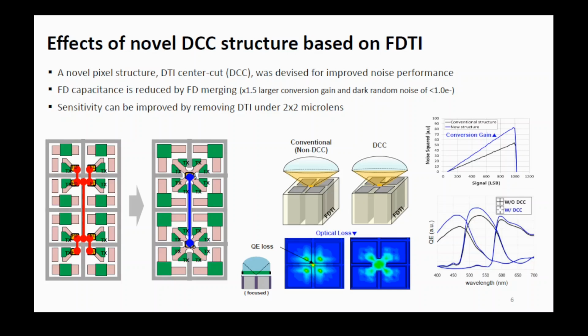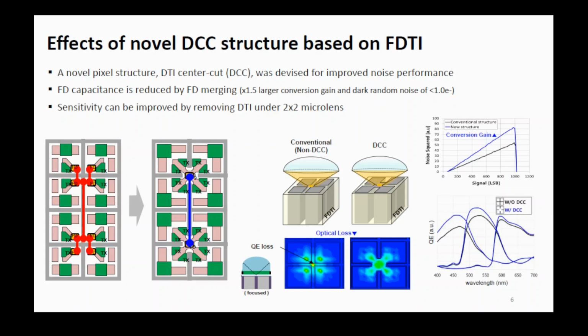Recently, there are many sensors which adopt the 2x2 OCL for 100% PDAF. So in this case, for example, you can see that the micro lens focuses onto the cross section of the DTI, so it makes some optical loss or a larger crosstalk.